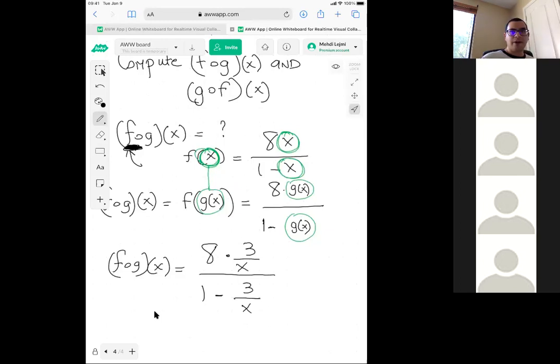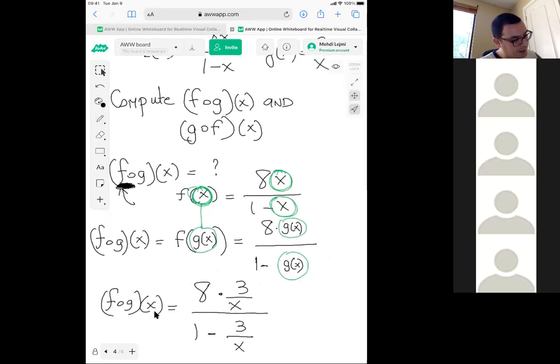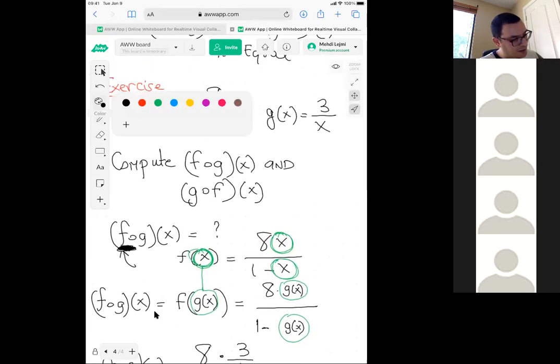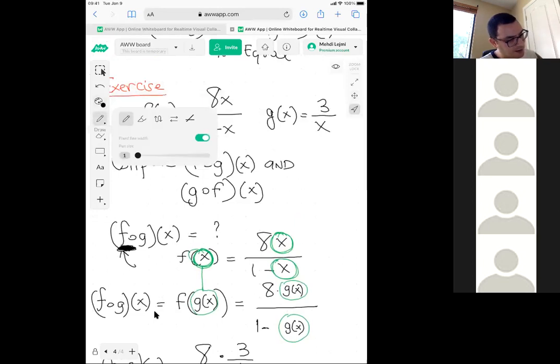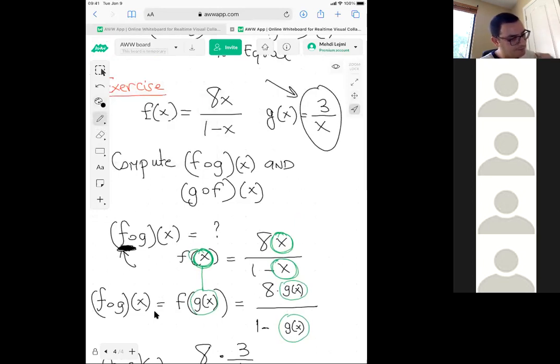Okay. So there are two operations here, guys. First, in the top, we have multiplication. We have 8, which is a whole number. Where did the 3 even come from? The 3? That's because g of x is supposed to be 3 over x. You see here? That's your g. So it's 3 over x.